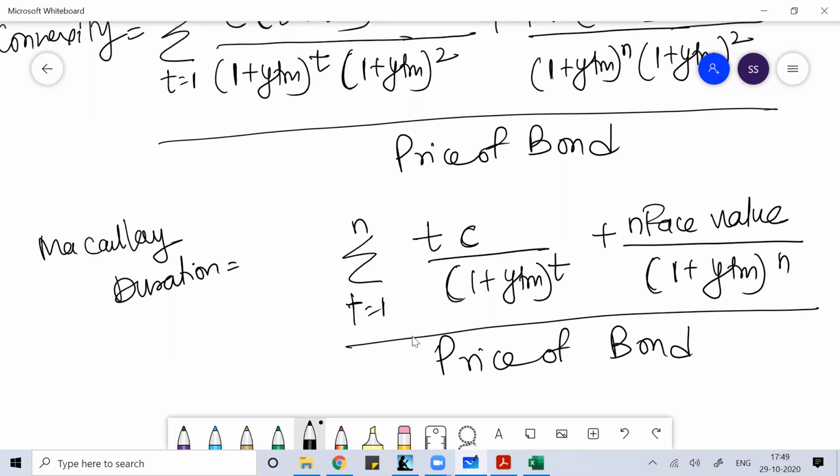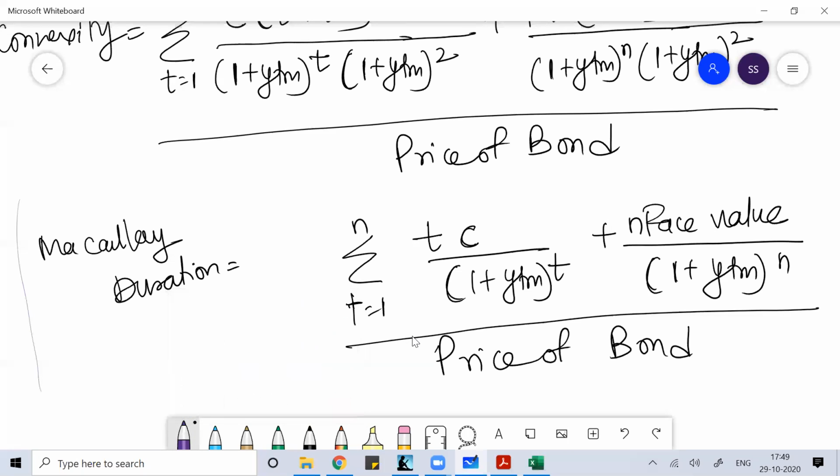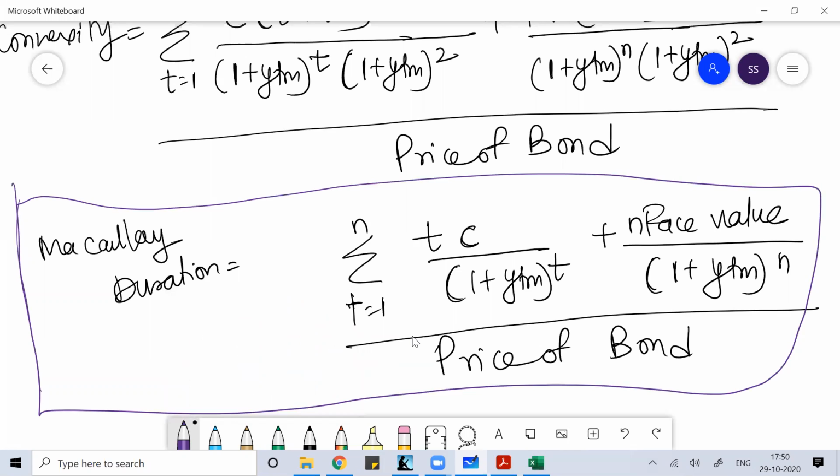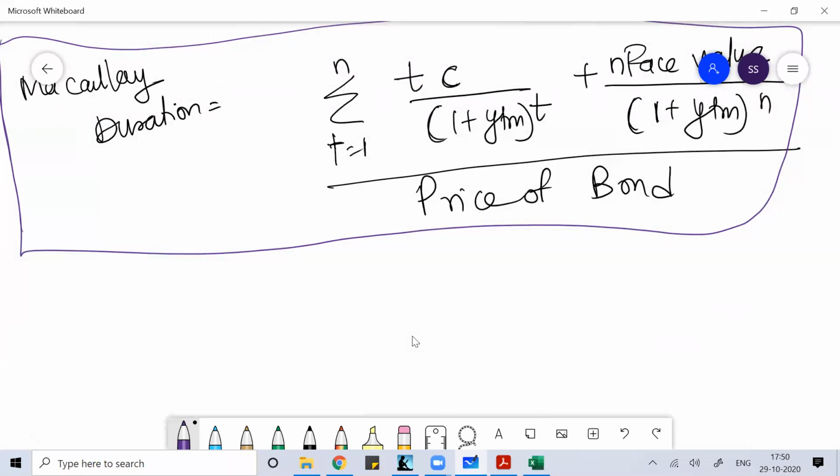You should not forget this formula. This is a very important formula for you people. The formula of Macaulay duration.